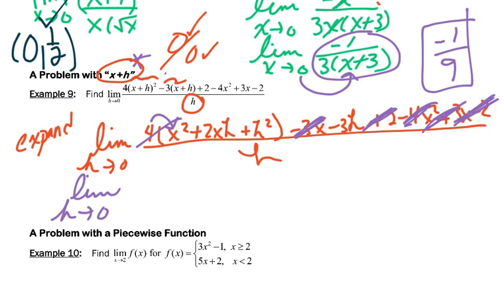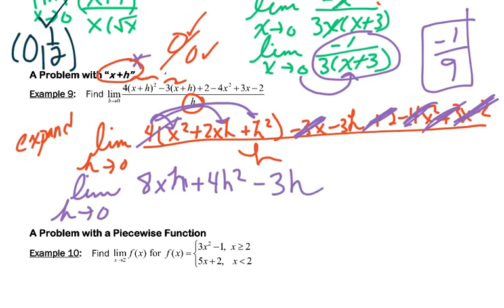So what's left? You would have an 8xh from that. You would have a 4h squared. Sorry. And you would have a minus 3h.